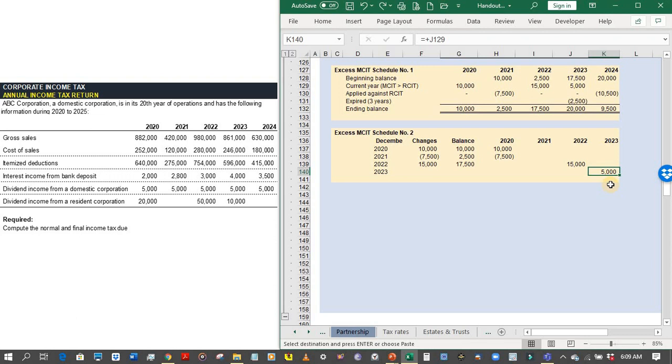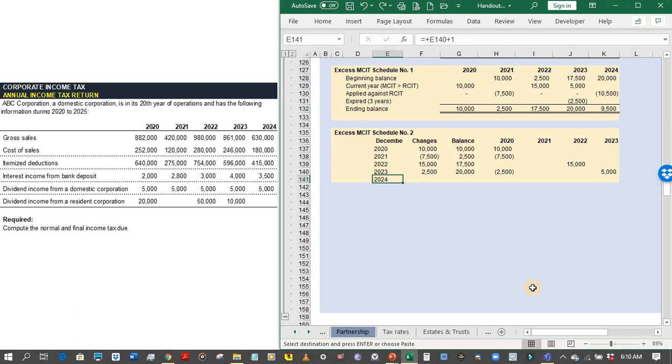However, there is a scheduled expiration in 2023 of the remaining unused portion of the 10,000 pesos excess MCIT that was incurred in 2020, because the 3 years for the 10,000 pesos will end in 2023. Since the 10,000 is only available for application against RCIT until 2023 and there is a remaining amount still unused, that will already expire before the end of 2023. So that is 2,500. That is why the net change in 2023 is 5,000 less 2,500, so our balance is 20,000 pesos at the end of 2023.